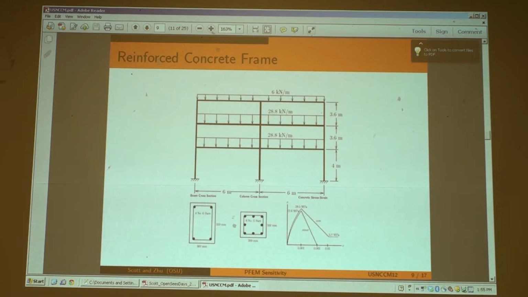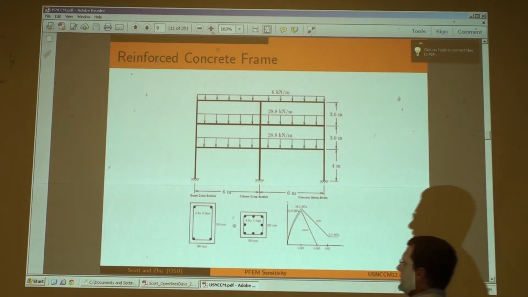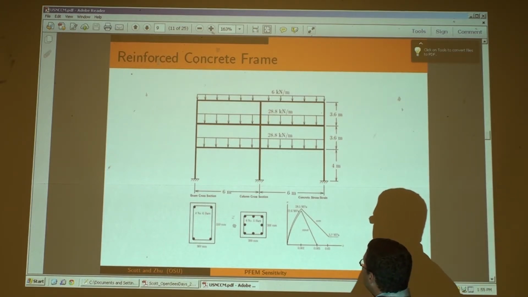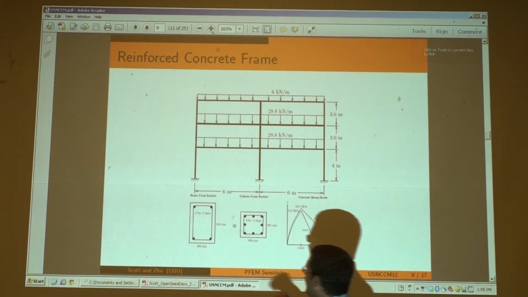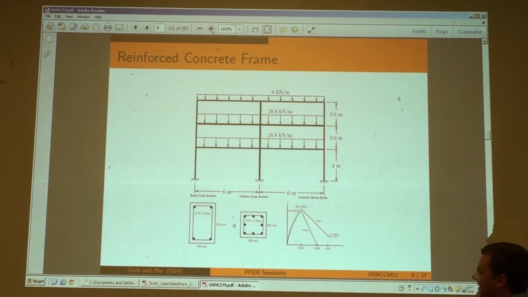Yeah, so here's a reinforced concrete frame. These are the beam cross sections. Here's the column cross section. Now I realize I did this all backwards.